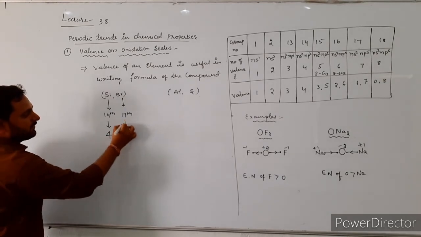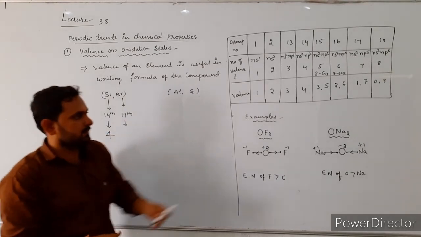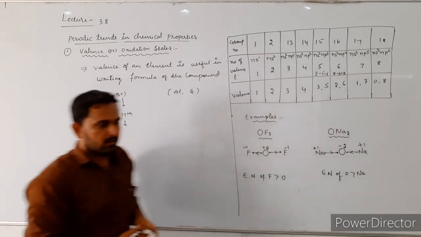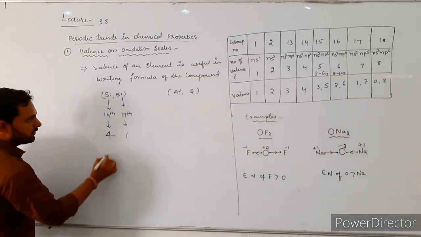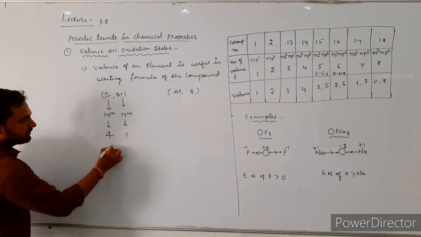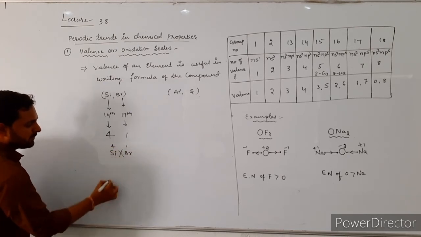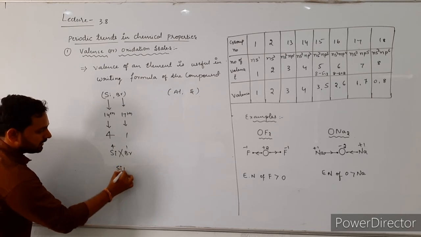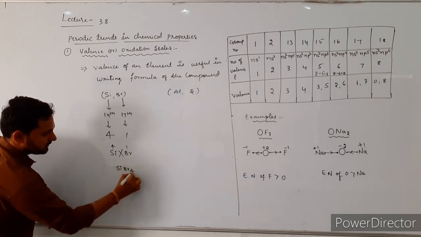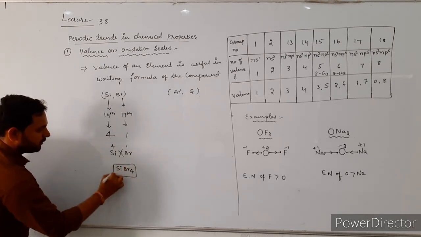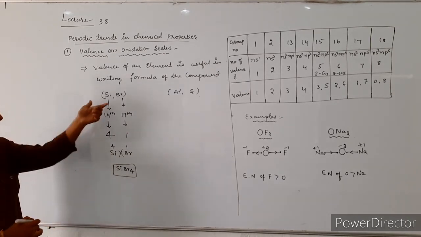What is the valency of 17th group elements? 1. Right? Now you write the silicon valency is 4, bromine valency is 1. You just do cross multiplication. Silicon tetrabromide. This is the formula of this pair.